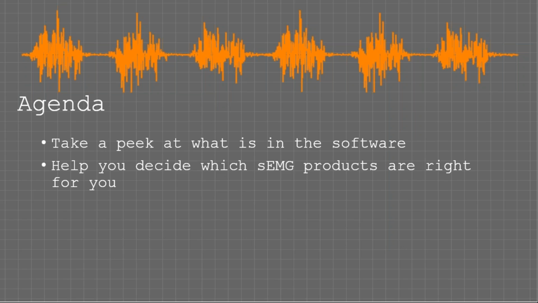So again, what are we doing today? Take a peek at the software. What is in there? What can you do with it? How is it intended to be used? And then, from the hardware side, figure out which EMG products are right for you. More specifically, which Thought Technology EMG products are right for you.